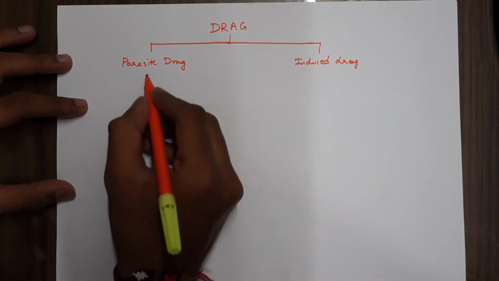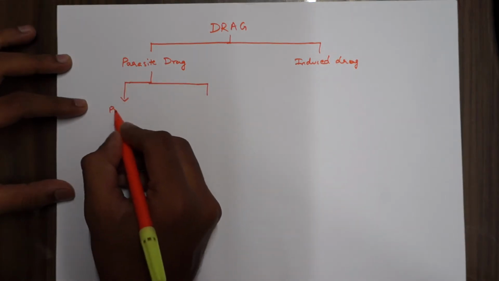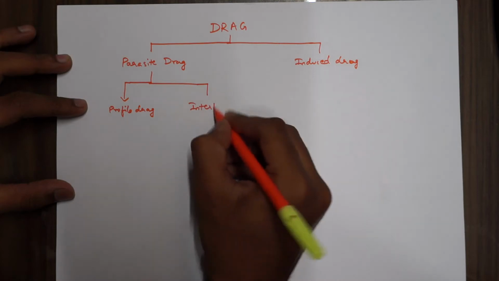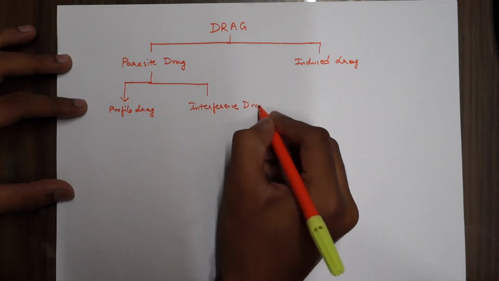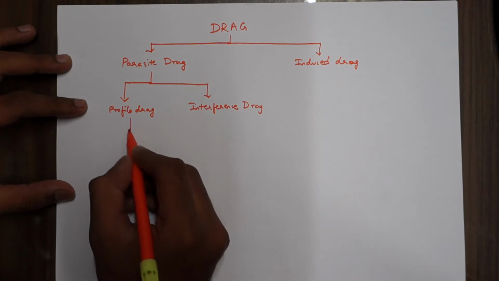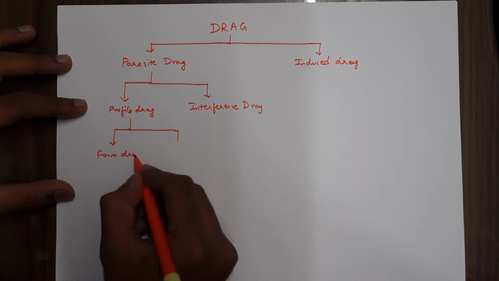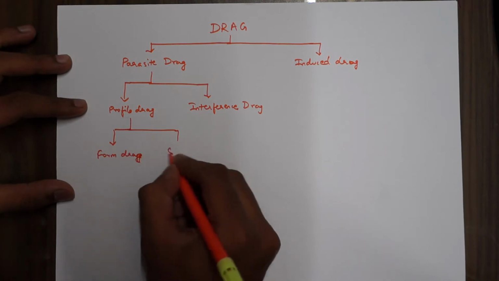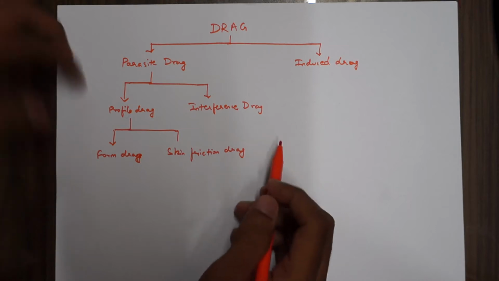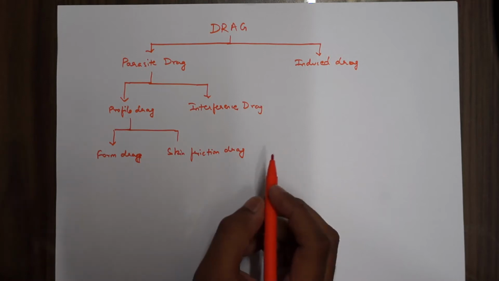Parasite drag is divided into two types again: profile drag and interference drag. And profile drag is again divided into two types, that is form drag and skin friction drag. So we are going to discuss one by one each of the meanings. We'll start with parasite drag.